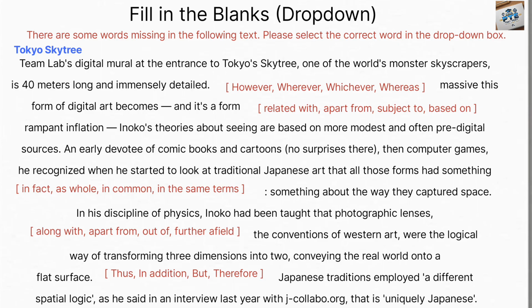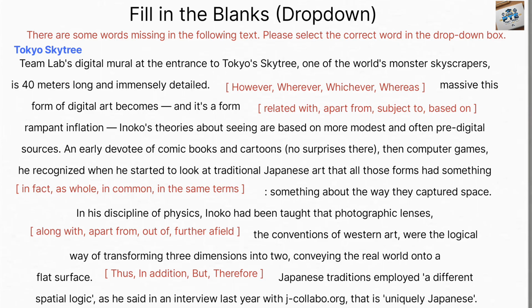So come on to the third blank. We will see here are three options. So we will use here the correct answer should be in common. In common means having something similar or shared. The sentence is he recognized when he started to look at traditional Japanese art that all those forms had something in common. Means all those art forms shared some similarities, the way they captured space. So what is the grammar tip here? Use in common when talking about similar qualities or shared features. For example, we both have a lot in common. So the final answer should be in common.